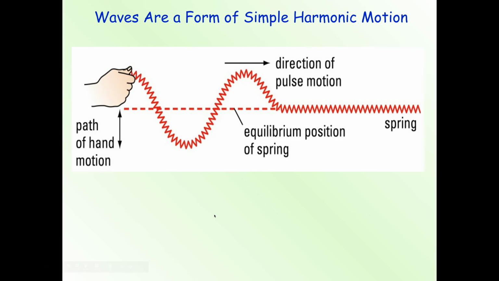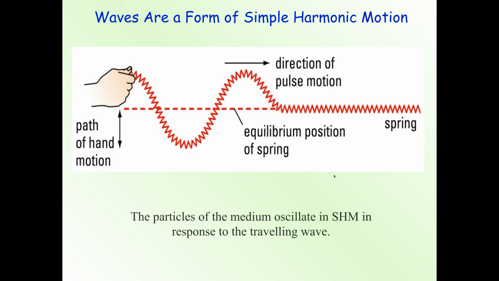Okay, waves are a form of simple harmonic motion, which we talked about in chapter 7, because they're trying to go back to equilibrium position, and they're equal and opposite as they go. So the particles of the medium oscillate in simple harmonic motion in response to the traveling waves.